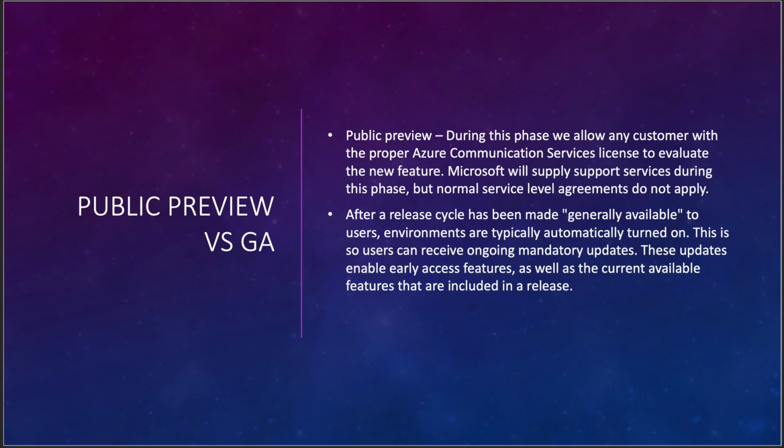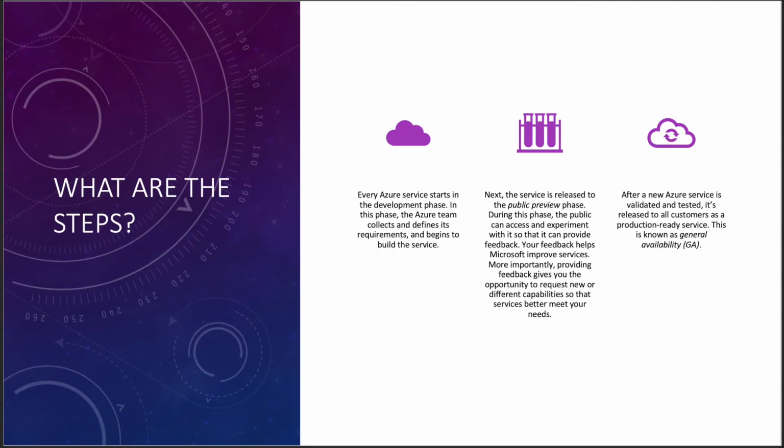Once it's been made generally available, though, and everything's ready, it's passed all of its checks, it's useful, people are using it, you are now using it on a regular basis, which means you are now going to be doing mandatory updates to that specific feature, whatever that feature is. These updates are going to give you early access to features as well as currently available features that are included in the release. But the big thing is that once you are into general availability, it can be used by anybody, and normal service level agreements apply.